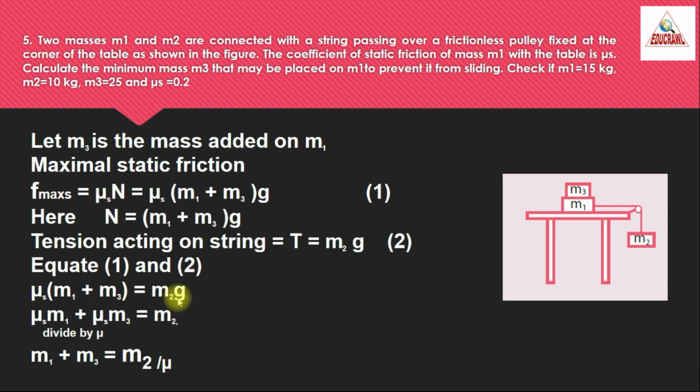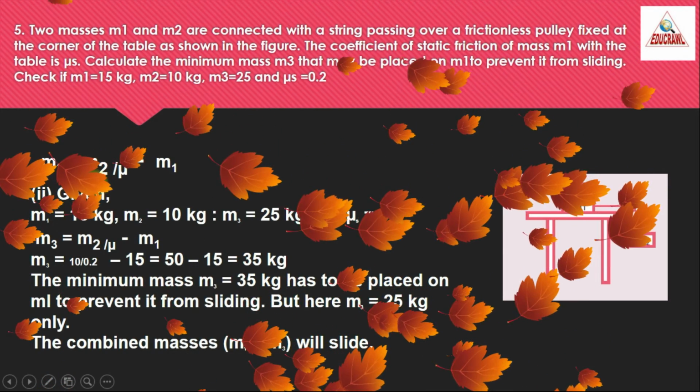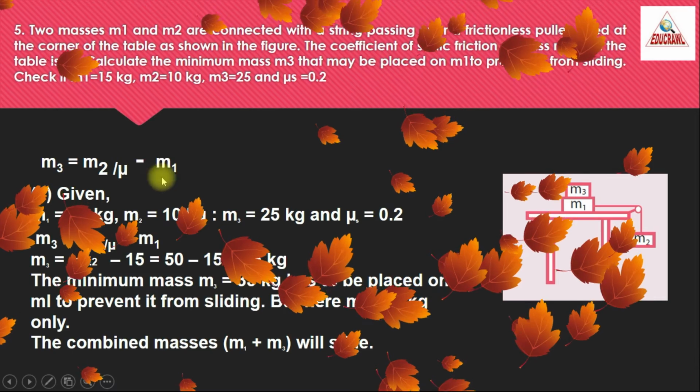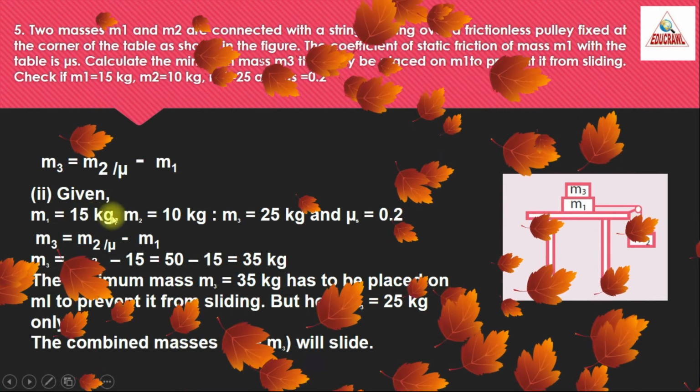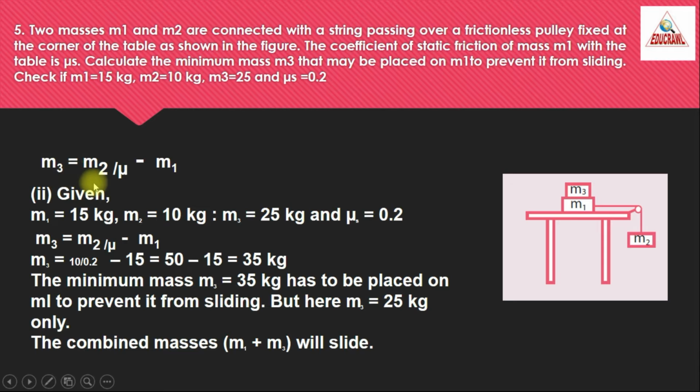Here in this equation, we are taking the mu s inside. So, the equation becomes mu s into m1 plus mu s into m3 is equal to m2. Now, divide the above equation by mu s on both the sides. So, the equation is m1 plus m3 is equal to m2 divided by mu s. Now, m3 is equal to m2 divided by mu s minus m1. Now, the given data you have to substitute in this above equation.